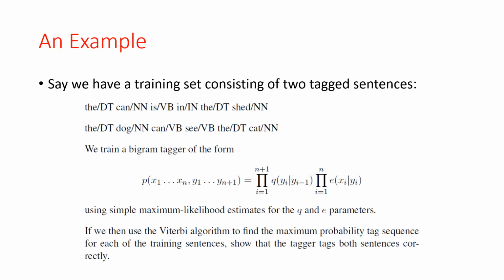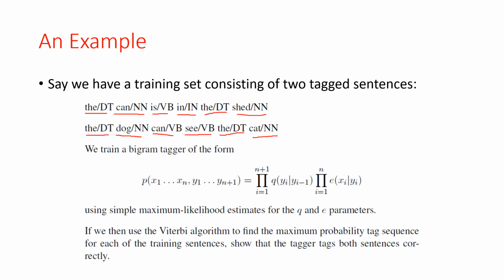So let's see an example. Say we have a training set consisting of 2 tagged sentences. The first sentence is "the can is in the shed". It is tagged as follows: the is a determiner, can is a noun, is is a verb, in is a preposition, the is a determiner, shed is a noun. And the second sentence is "the dog can see the cat". It is tagged as follows: the is a determiner, dog is a noun, can is a verb, see is also a verb, the is a determiner, and cat is a noun.